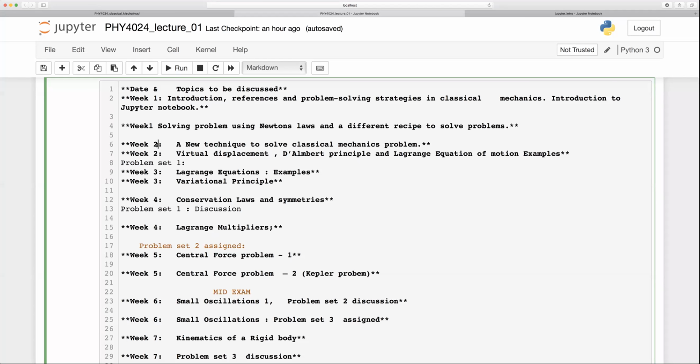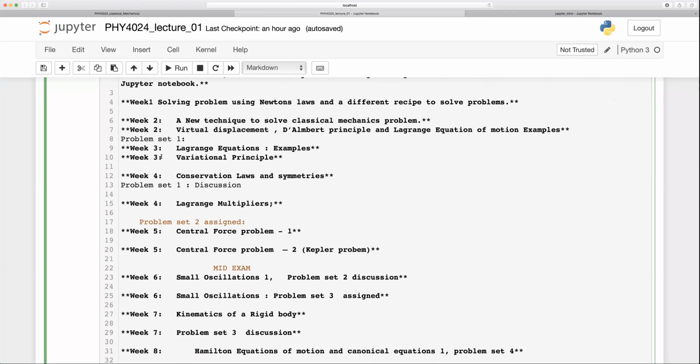And at the same time, you will also learn that it is easy to use Lagrangian mechanics to solve complex problems rather than by having these free body diagrams, marking forces and applying F equals MA for each and every object. So you will see the difference. So that's what I want you to understand.